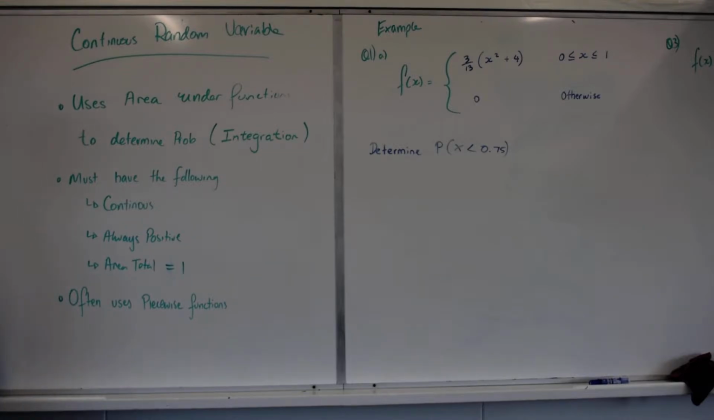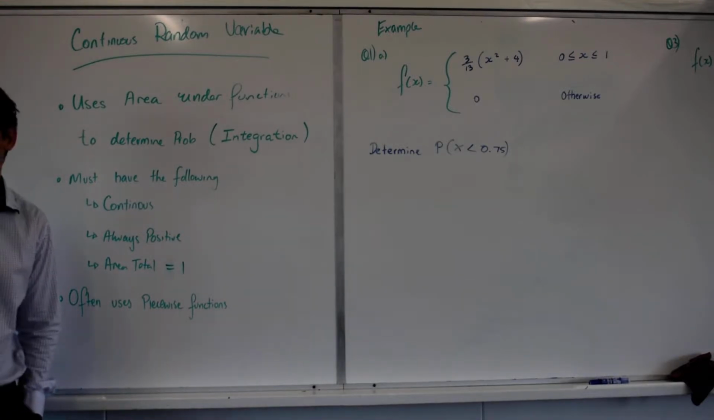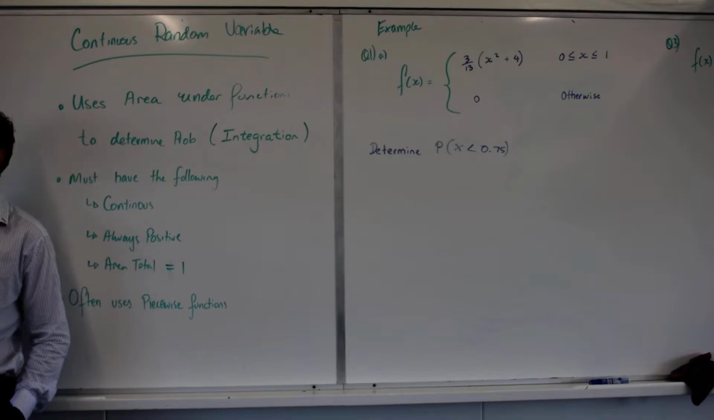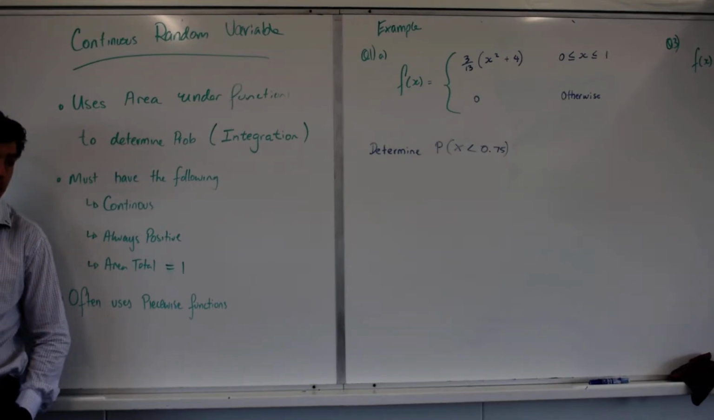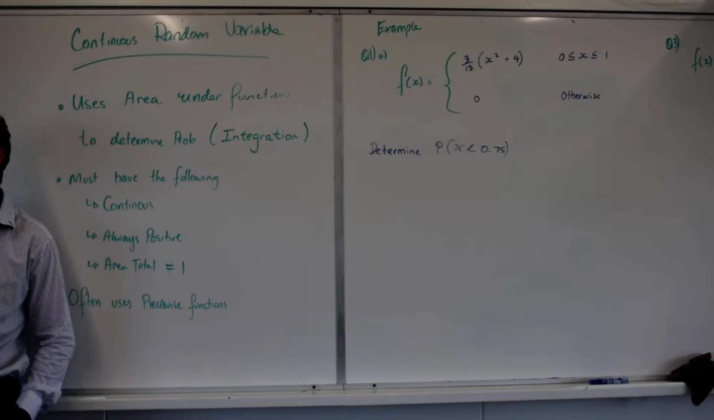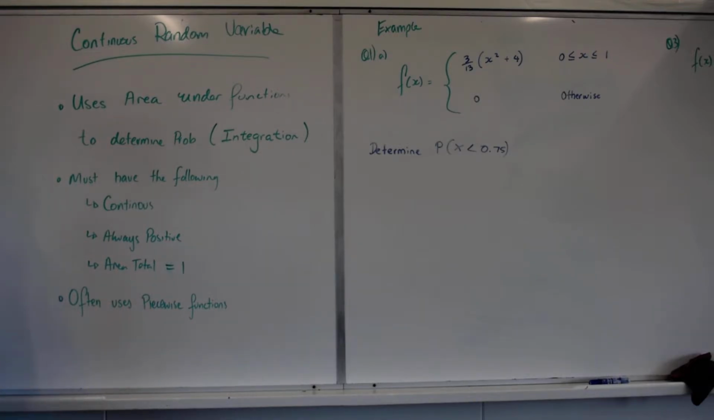Is it possible to have a probability of negative something occurring? What's the lowest probability you can ever have? 0, correct? We can't have a negative probability. What's the highest probability we can ever have? 1, or 100%, if I was to sum all the probabilities.